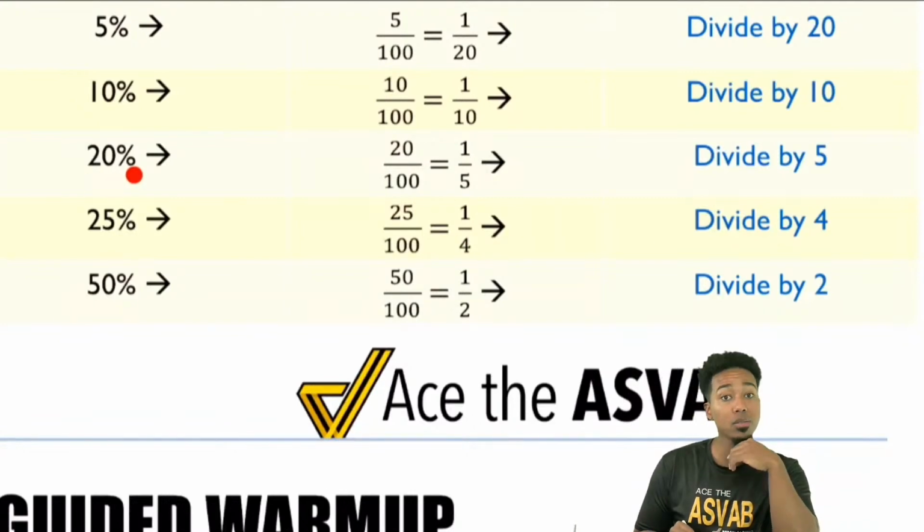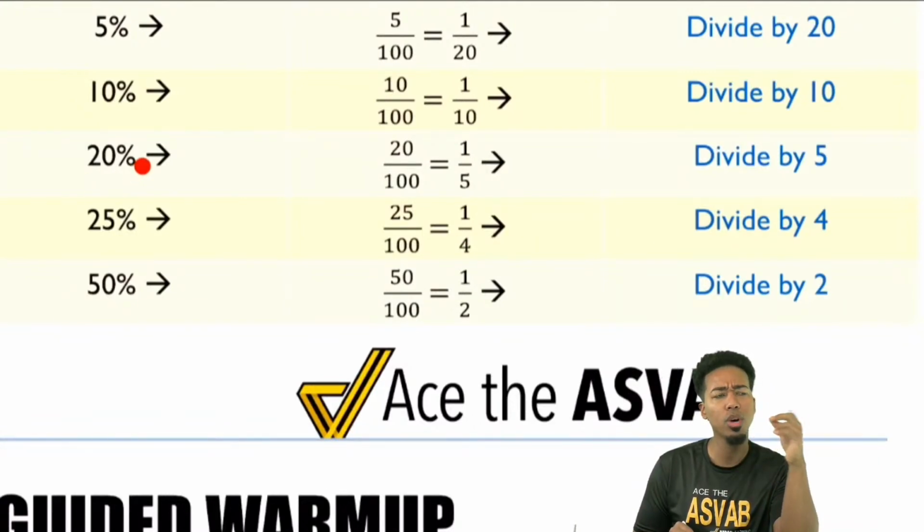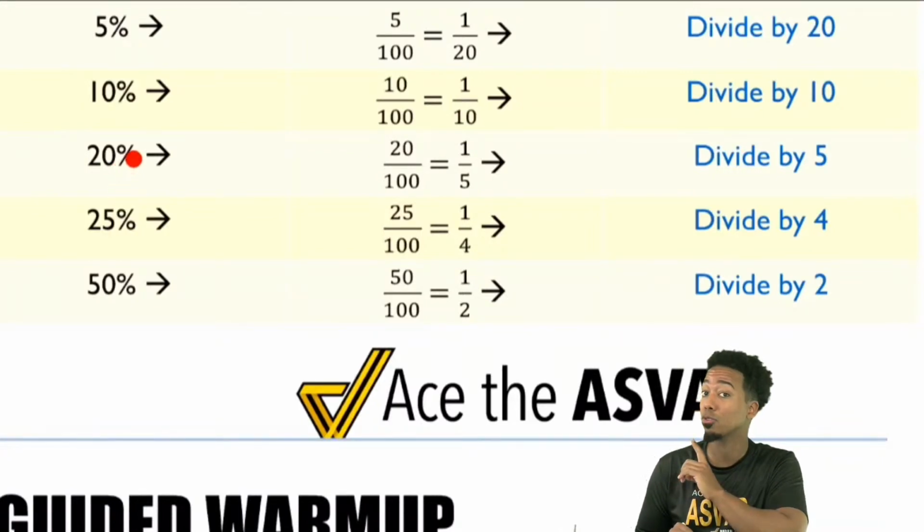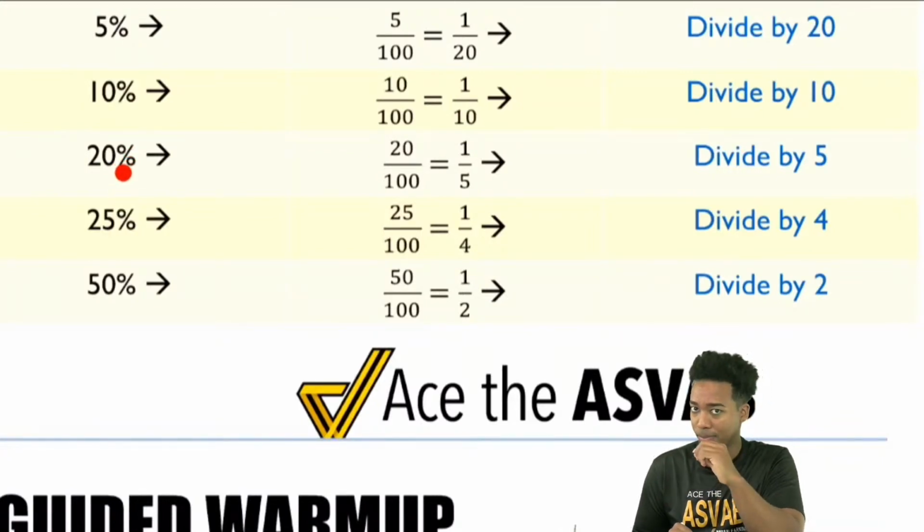For 20%, everybody, how many times does 20 fit into 100? Help me out. Right, 25 fits in 4 times. Ask about 20, not 25, 20. 20 fits into 100 5 times. And because of that, taking 20%, same thing as dividing by 5.